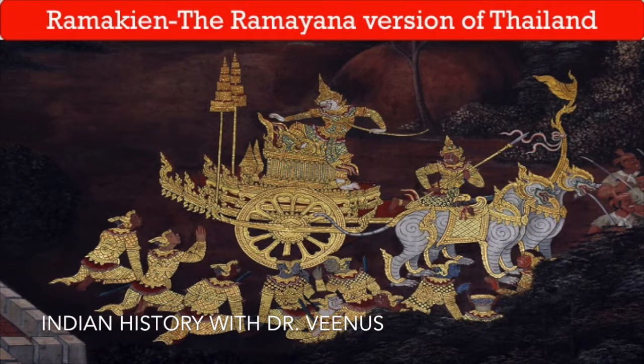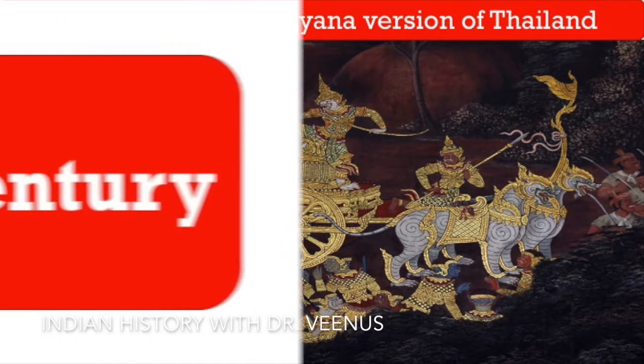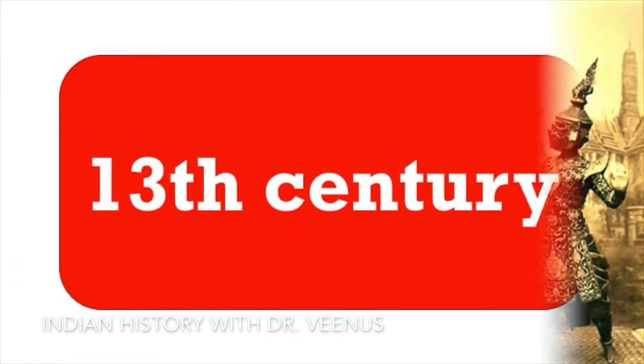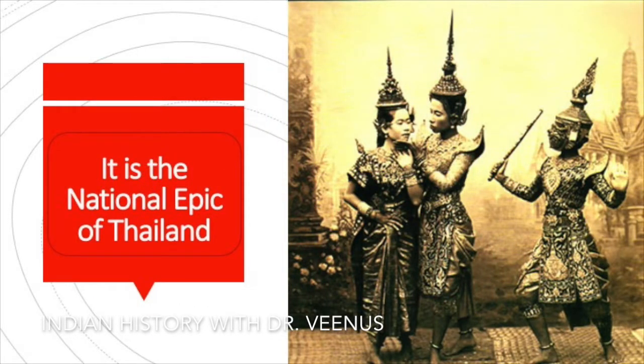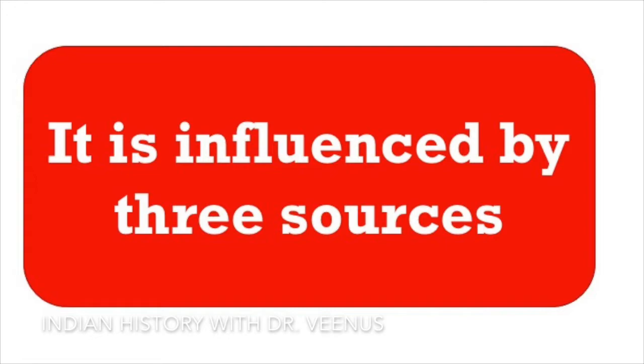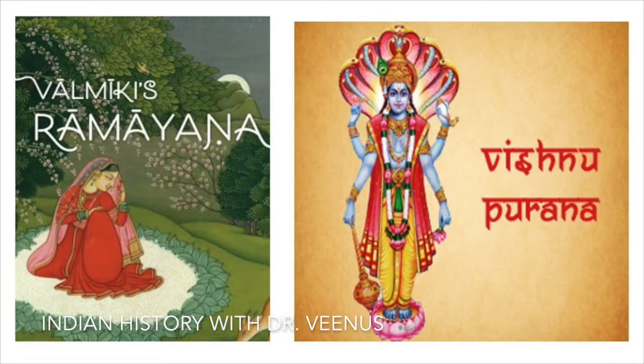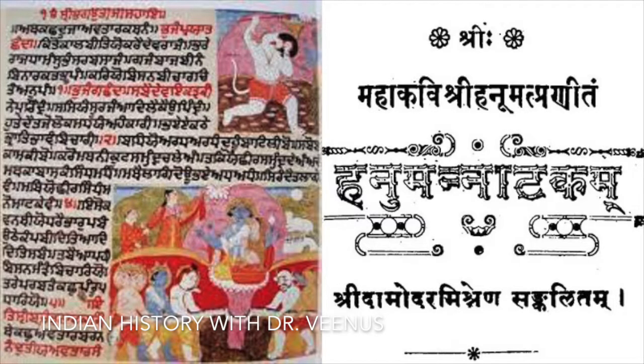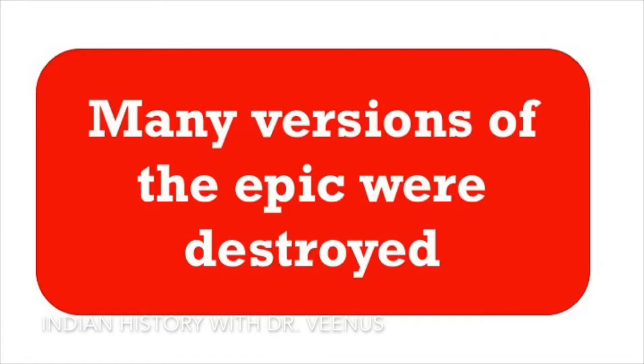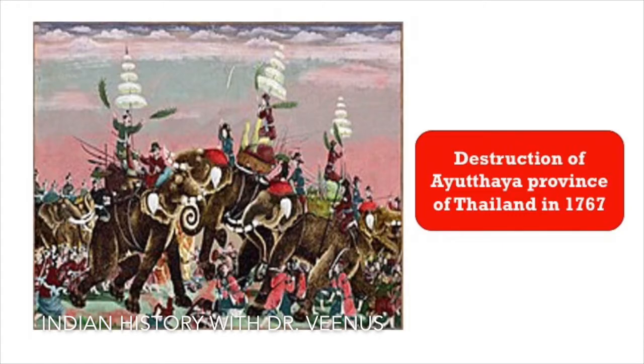Ramakien, the Ramayana version of Thailand. Arriving as early as the 13th century, it is the national epic of Thailand. Ramakien is influenced by three sources: Valmiki's Ramayana, Vishnu Puran and Hanuman Natak. Many versions of this epic were destroyed with the destruction of Ayutthaya province of Thailand in 1767.